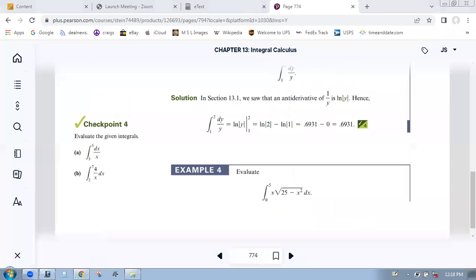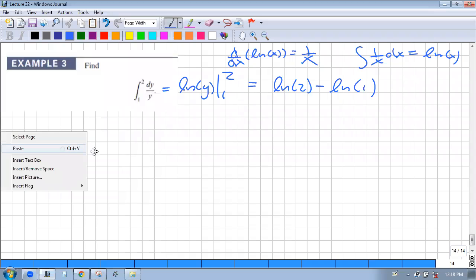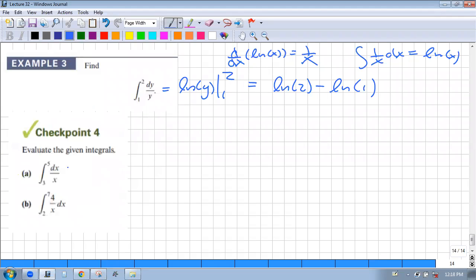Checkpoint. All right, we have 1 over x. The integral of that is natural log of x. We're evaluating from 3 to 5. So this is the natural log of 5 minus the natural log of 3.